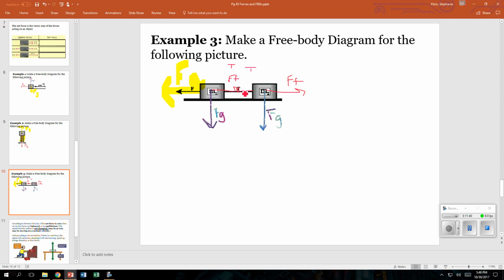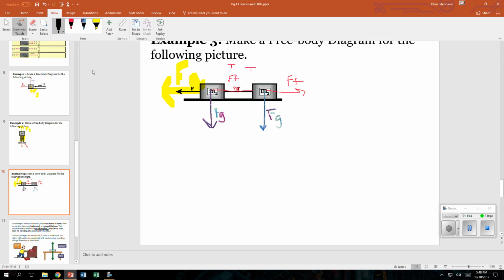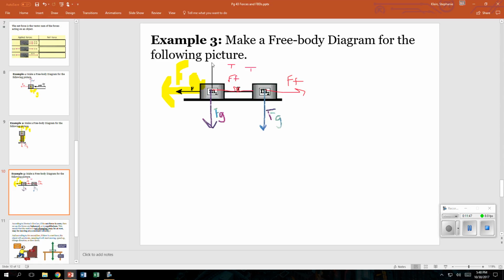And then we have one more to label, and that is the floor pushing back up, which is our normal force. Because the floor is pushing back up, or this table, whatever it is, pushing back on these two objects. Okay.